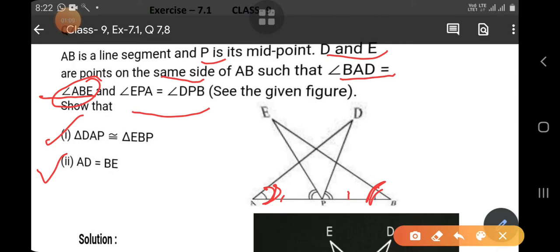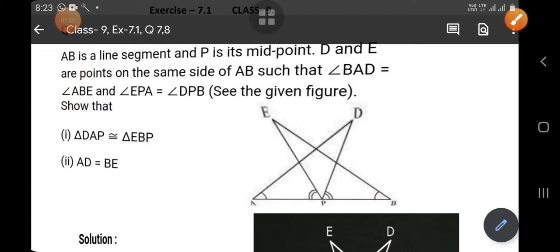And another thing, angle EPA, which is denoted as a double arrow, is equal to angle DPB, that means this angle. These are the things given here. With the help of this, you have to prove that triangle DAP is congruent with triangle EBP. Now see how we can prove it.